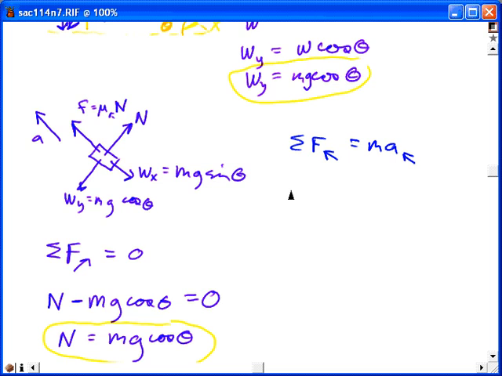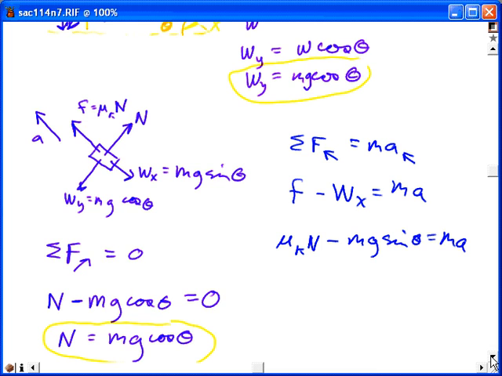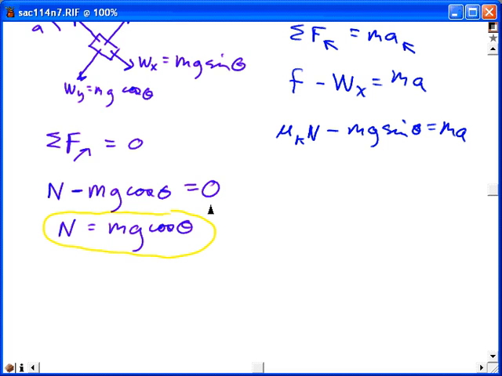Okay. The frictional force F is in that direction, Wx is in the exact opposite direction, and we do have some acceleration in the direction that I just talked about. I called it A in the diagram. Replace F with what it is, mu sub k times n, minus Wx, replace with what it is, mg sine of theta. I get all this stuff is equal to the mass times the acceleration.